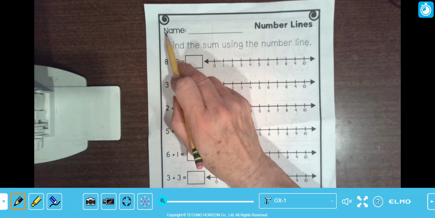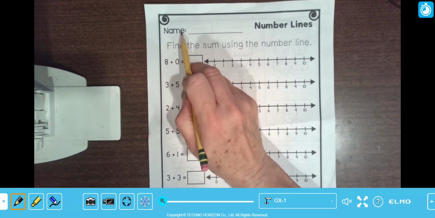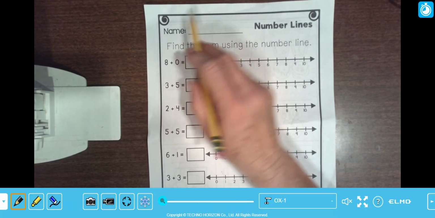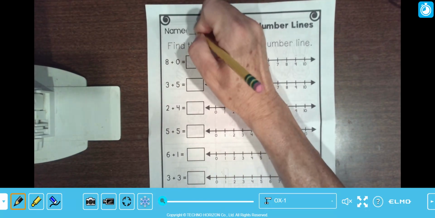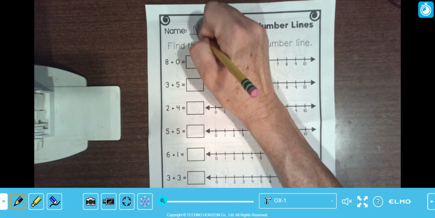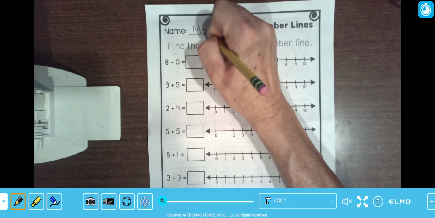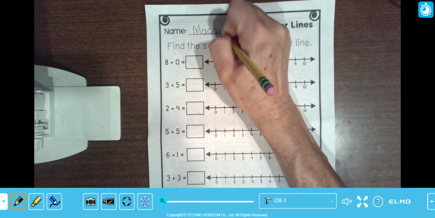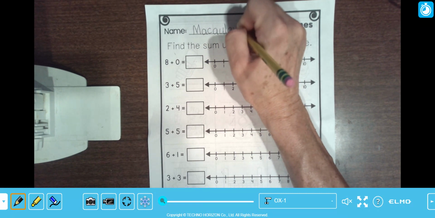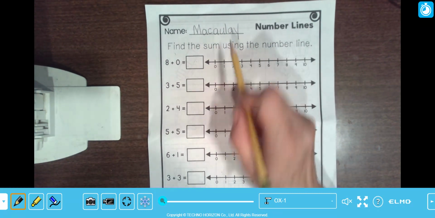So up here it says Name. Go ahead and write your name here. Don't copy my name, okay? You write your own name. Okay, I wrote Macaulay because that's my name.